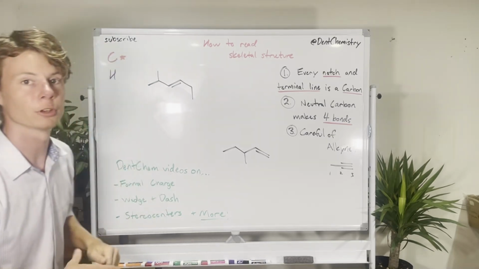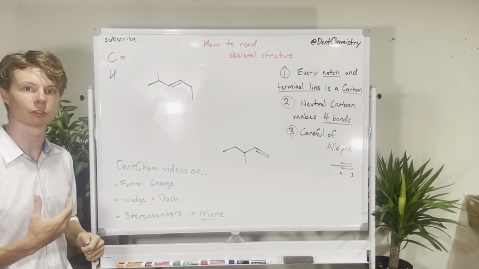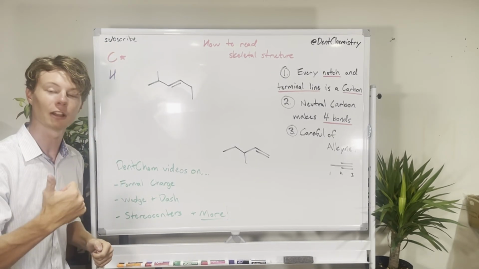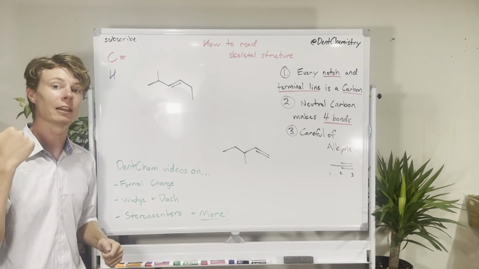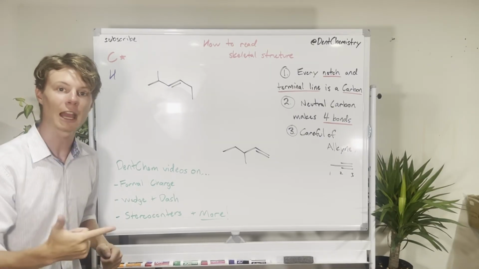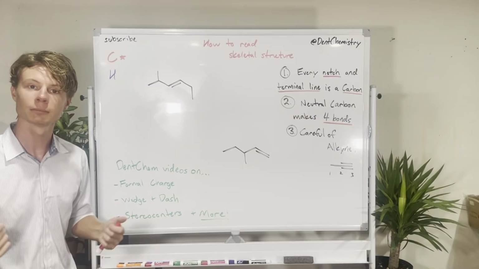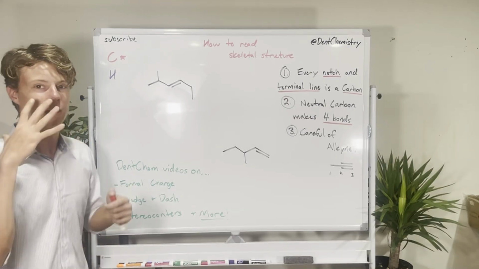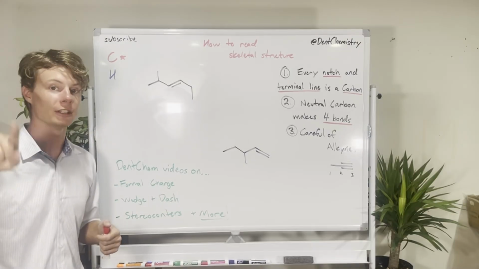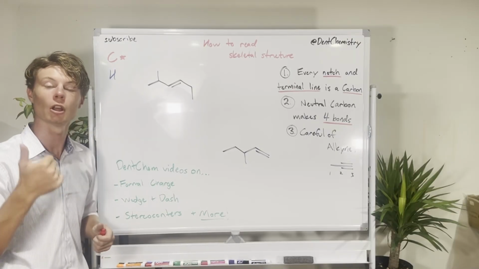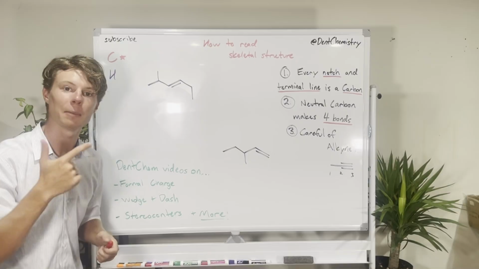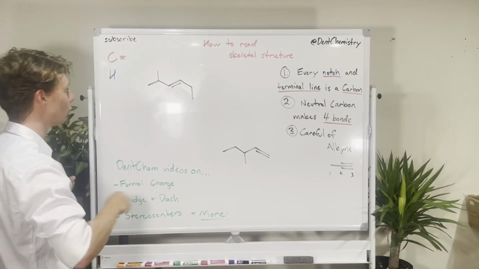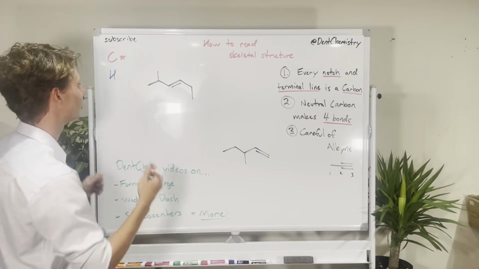Let's count carbons first. How do I find carbons in skeletal structure? Every notch in the line, and every time a line ends, that means I have a carbon, okay? With one slight exception, which we'll get to shortly. But every time that line changes direction, there's a notch in the line, or that line ends, that means I have a carbon.